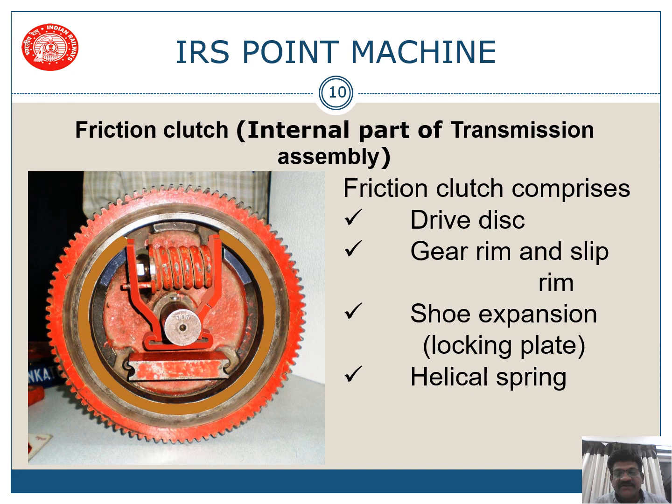This is your friction clutch. Inside, यहाँ पे it comprises of a drive disc, gear rim and slip rim. So this is your slip rim inside. Shoe expansion or locking plate. So this is your shoe expansion and locking plate है ये. Then there is a helical spring.